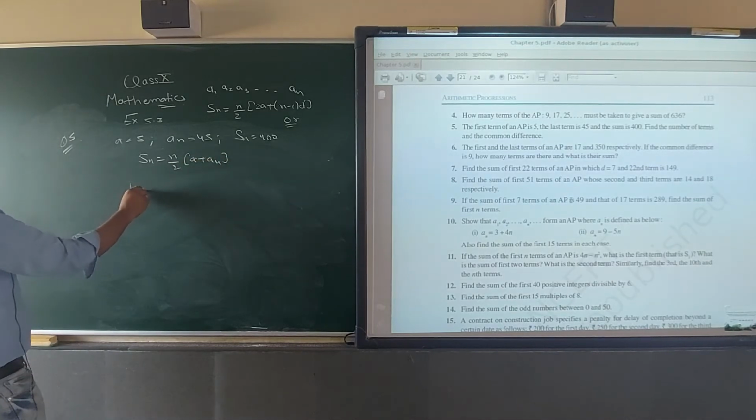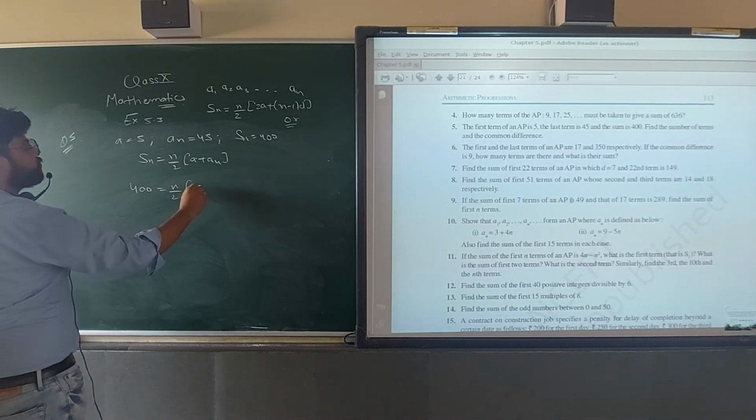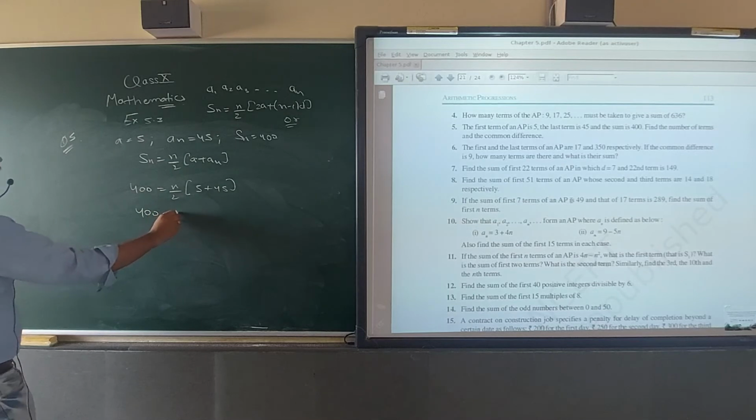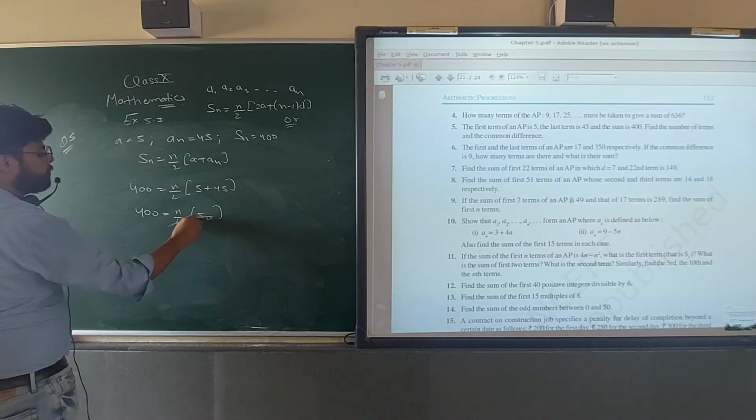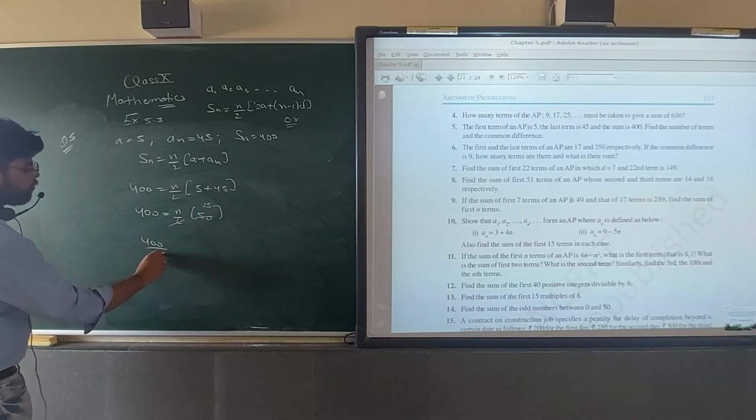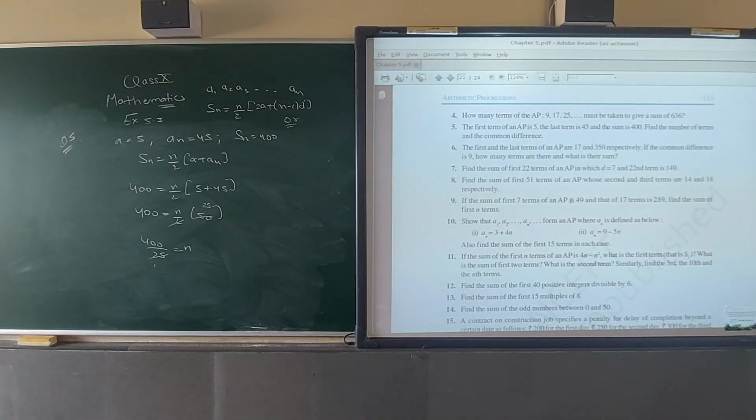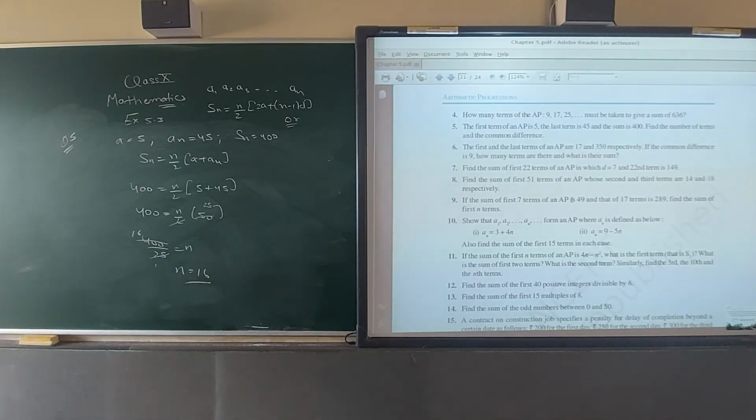Sn is 400, n by 2, a is 5 plus 45. 400 equals n upon 2 times 50, which is 25n. 400 divided by 25, n, it will be 8 times. Not 8 times, 16 times. The value of n is 16.